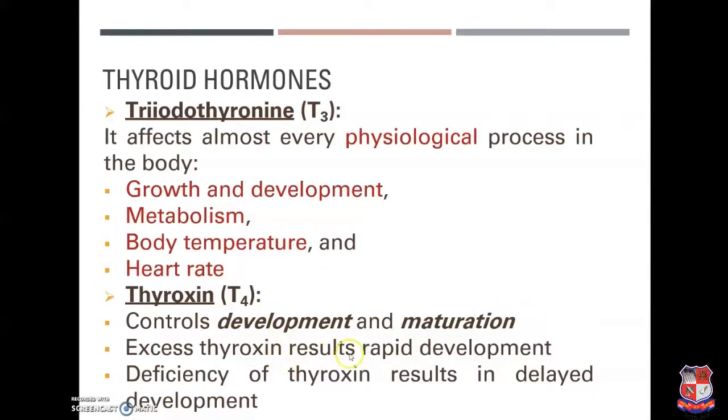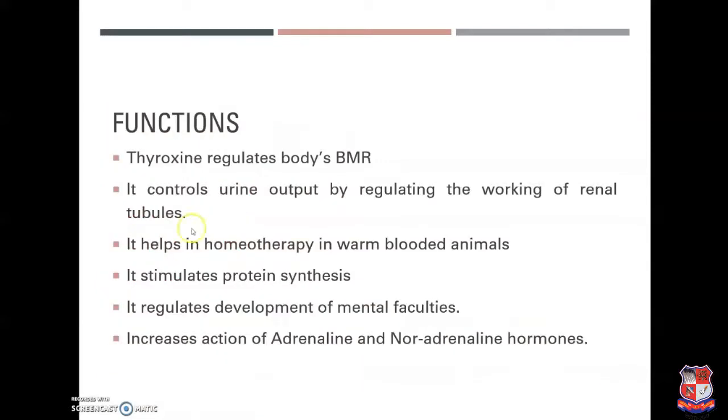Excess of thyroxine results in rapid development. When there is deficiency of thyroxine, it results in delayed development. Functions that are associated with the hormones include: thyroxine regulates the body's BMR. It controls the urine output by regulating the working of renal tubules.